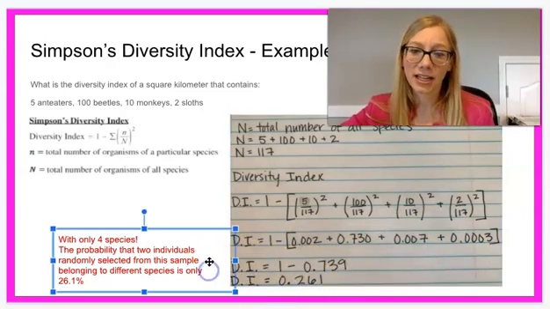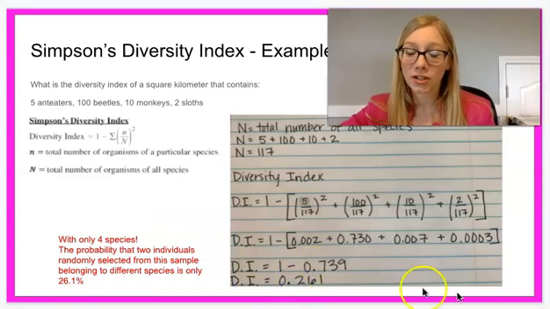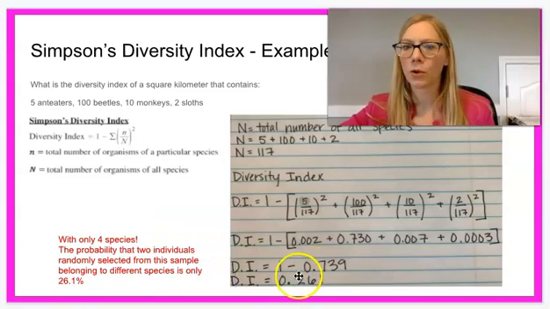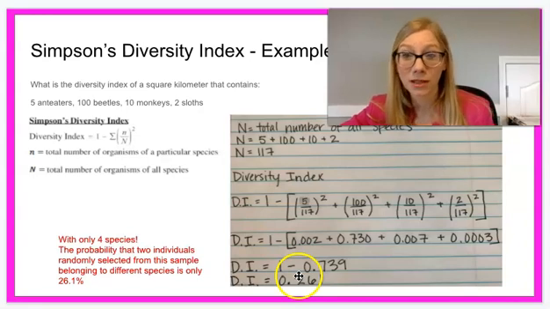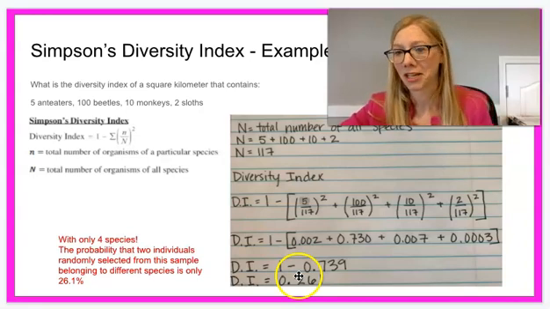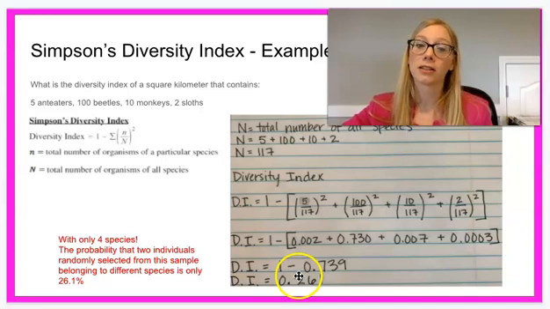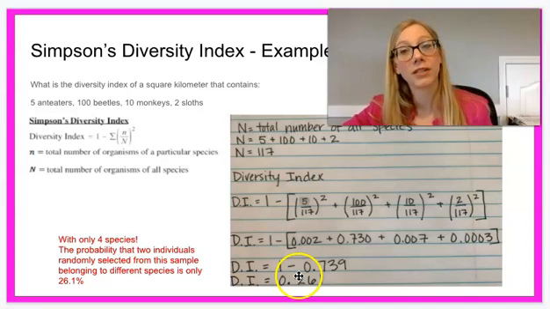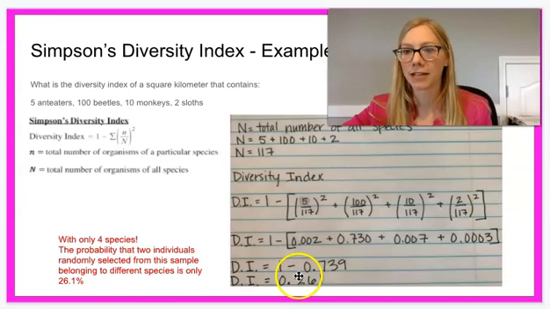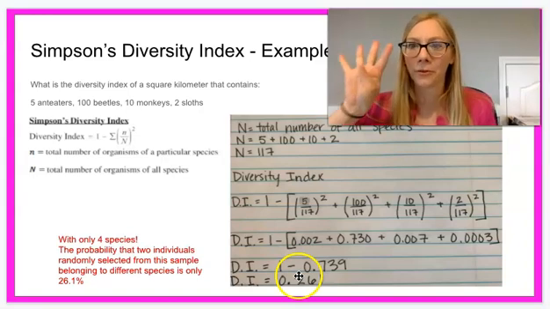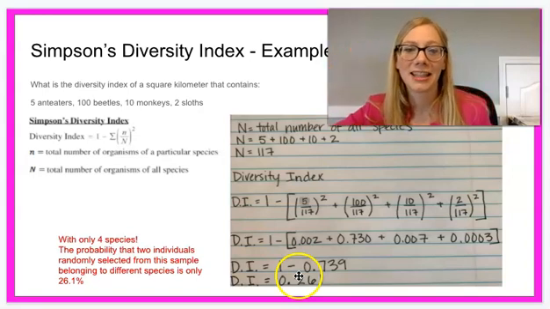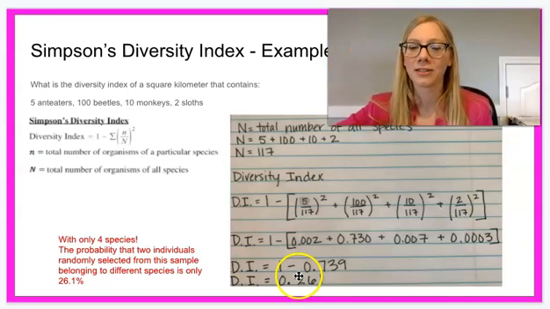That means my diversity index is 0.261, or about 26%. And that's with only 4 species, which is interesting to think about. So this means that the probability that 2 individuals randomly selected from this sample would belong to different species is only about 26.1%. That isn't that high compared to some areas, but it's interesting to think about when there were only 4 different species in this particular area that got surveyed.